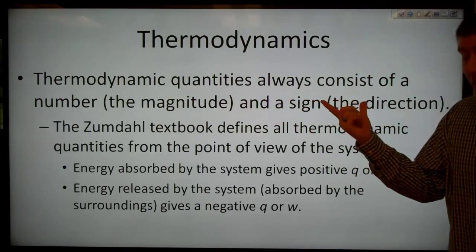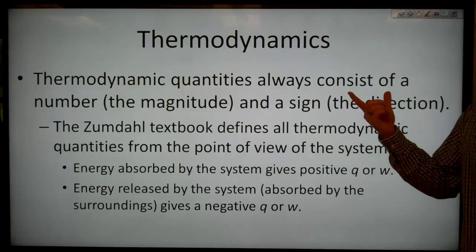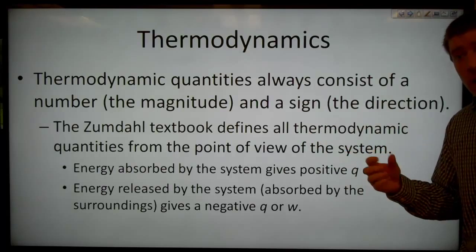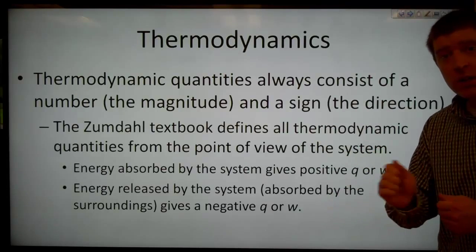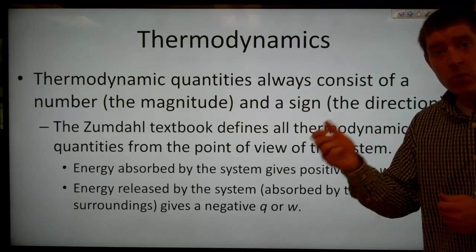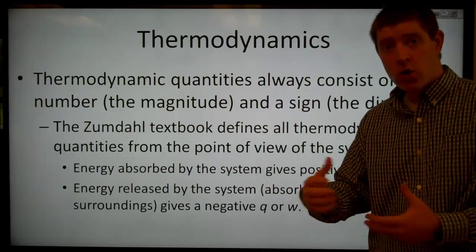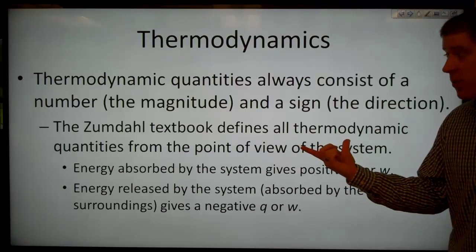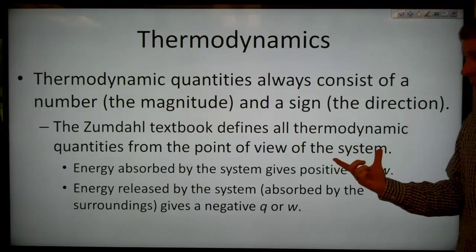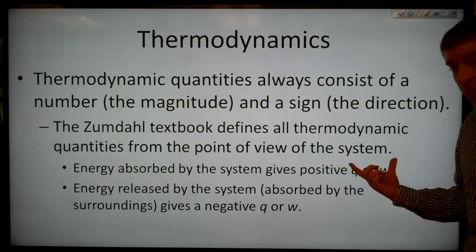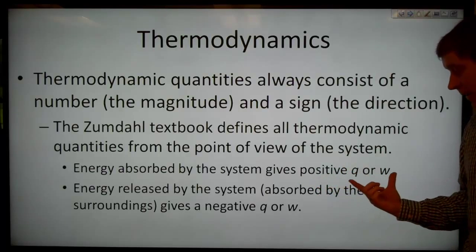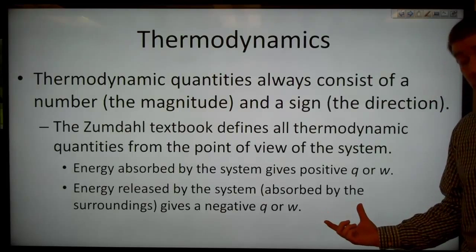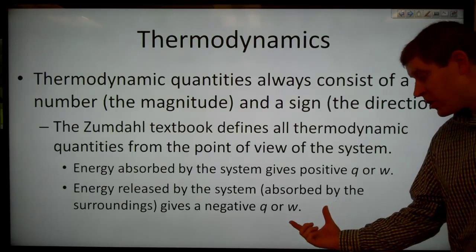So thermodynamic quantities always consist of a number, the magnitude, and a sign, so the direction. Just like heat and work, they have to tell us which direction the heat or work is flowing, which direction that energy is moving towards our system or out of our system. So the Zumdahl textbook that I use defines thermodynamic quantities from the point of view of the system. So energy absorbed by the system gives a positive Q or W. Energy released by the system, which means absorbed by the surroundings, gives a negative Q or W.